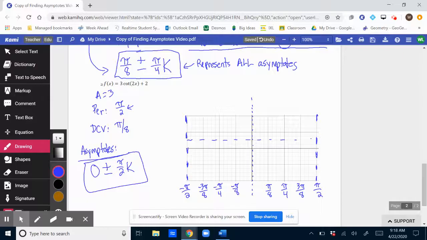Okay, now in between the asymptotes, right in the middle, I would have a point on the midline. Now cotangent, positive cotangent looks like the opposite of positive tangent, or it looks like negative tangent. So to the left, I'm going up by 1, 2, 3, because that's my A value. And to the right, down 1, 2, 3.